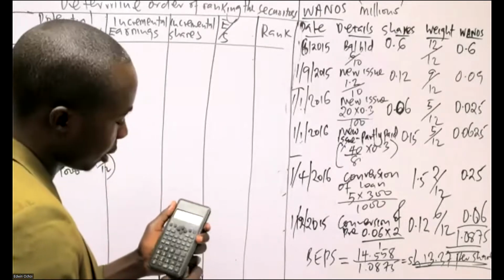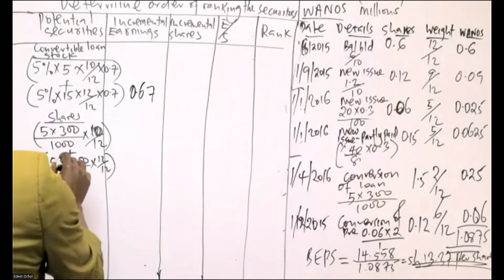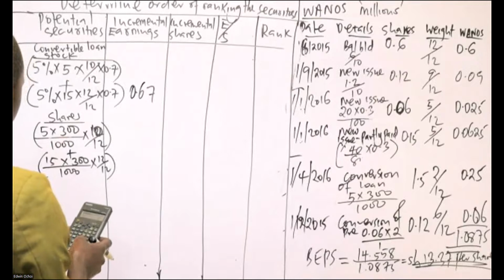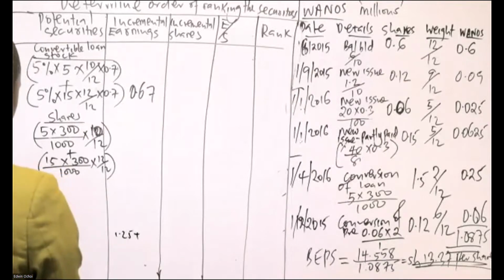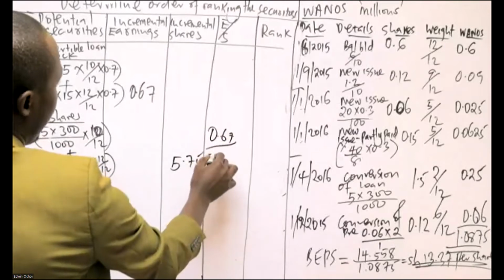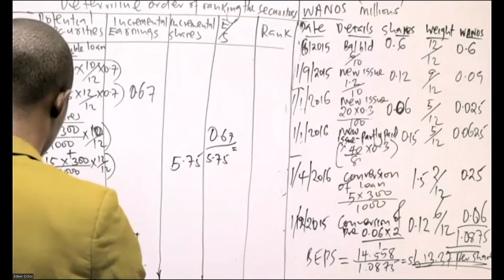The first one, guys, I'm getting 0.67. So for this one, it is 1500 divided by 1,000 times 10 over 12. So this is 1.25 plus what? 15 times 300 divided by 1,000. So 4.5 plus 1.25. So that is 5.75. So if you divide 0.67 by 5.75, 0.67 divided by answer, 0.12.